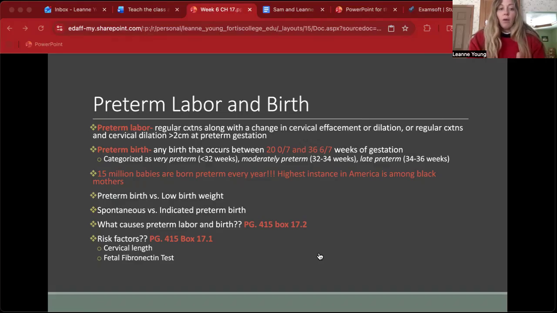Fifteen million babies are born preterm every year. The highest incidence in America is among Black mothers, African American mothers. One thing that we need to understand very, very well is preterm birth versus low birth weight, because these are very different things. Preterm birth is describing the length of gestation, where low birth weight describes only the infant's weight at the time of birth. Occasionally, these terms have been interchanged, but that is not accurate.